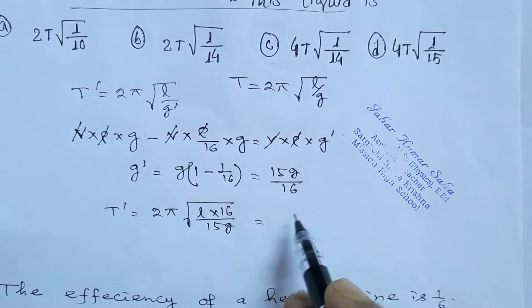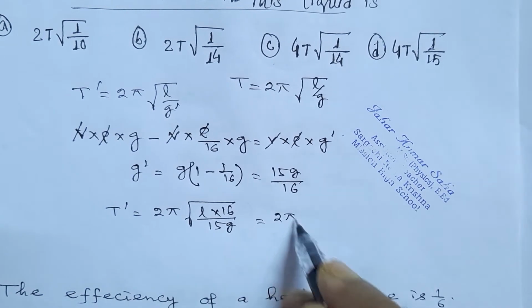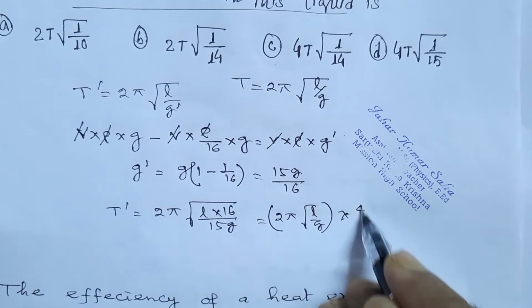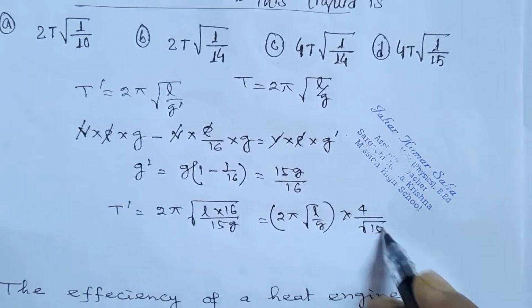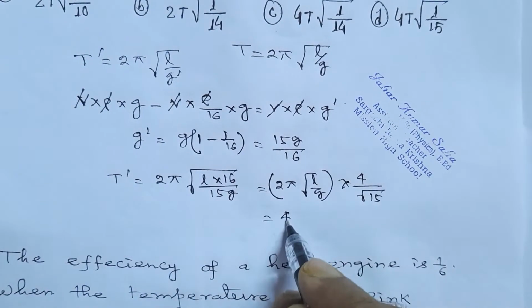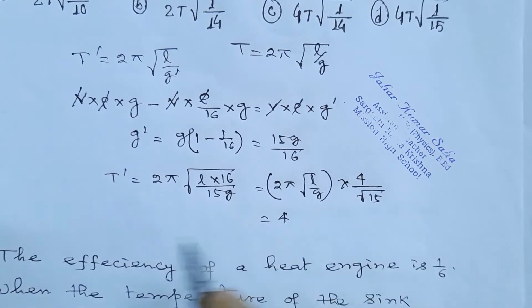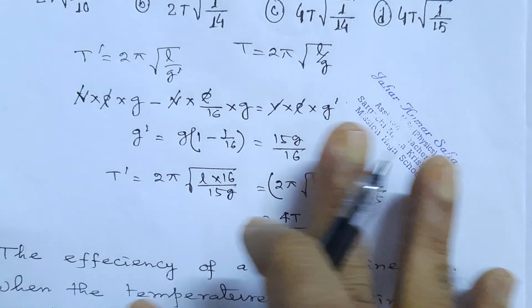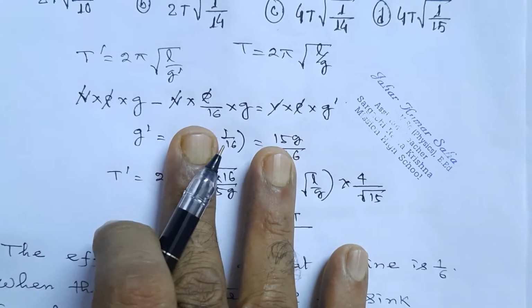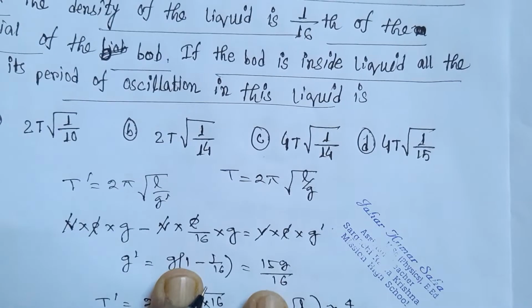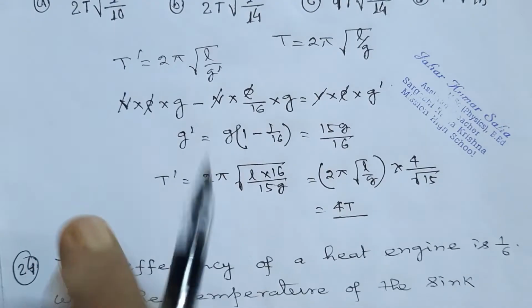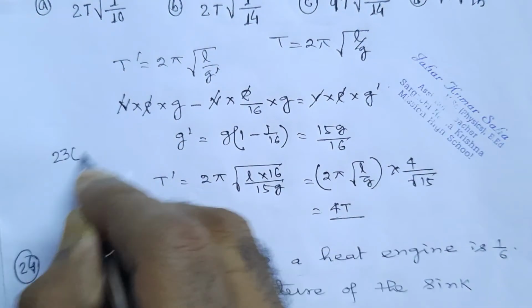That is your 2π√(L/g) into 4/√15, that is 40/√15. D is the correct option to question number 23. So our choice for question number 23 is D.